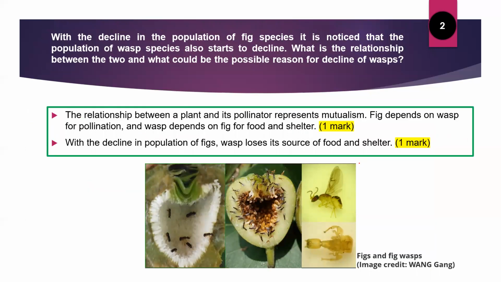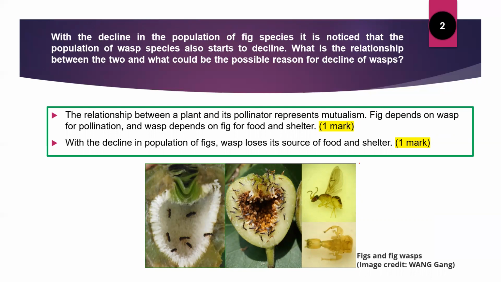Next, with the decline in the population of fig species, it is noticed that the population of wasp species also starts to decline. What is the relationship between the two, and what could be the possible reason for the decline of wasps? So basically it says that if the population of the fig species is on decline, then the population of wasp also starts to decline.